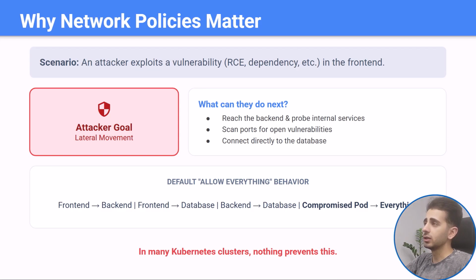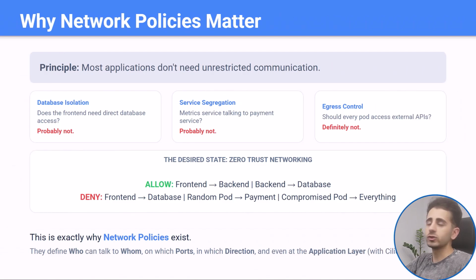They can try to reach the backend, they can probe internal services, they can scan ports, they can attempt to connect directly to the database. This is called lateral movement in security. And in many Kubernetes clusters, nothing prevents it. Most applications don't actually need unrestricted communication.